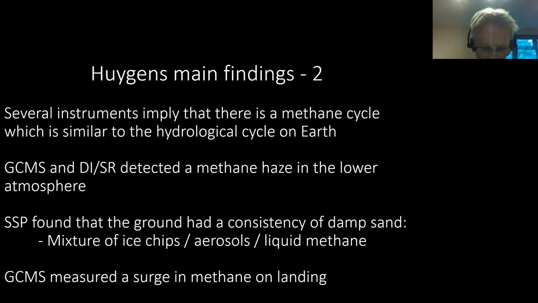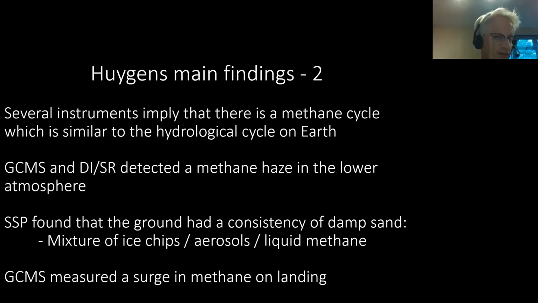Now, several instruments imply that there is a methane cycle. On the Earth, we have a water cycle where water vapor condenses in the atmosphere to form clouds which cause rain. The rain then falls, of course, to form lakes and rivers, which then evaporate into the atmosphere, completing the cycle. And an analogous process is happening on Titan, yet another way in which Titan resembles the Earth.